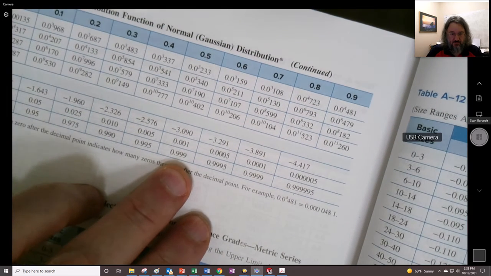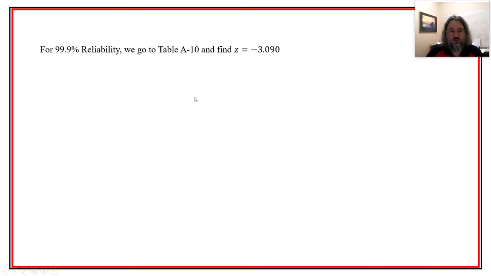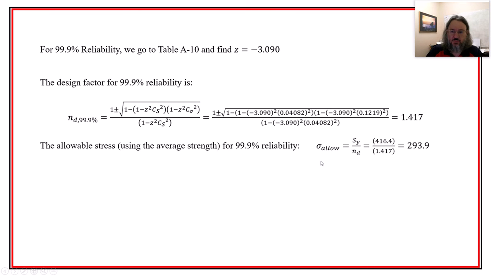Doing the same thing, but this time doing it for 99.9% reliability, which is this guy right here, and we get 3.090. So we can plug him in. The coefficient of variance is the same, right? It didn't change. So we find now to increase the reliability from 99% to 99.9%, we end up with a safety factor or design factor of 1.417. And I'm keeping more than 2 decimal places, because these are calculation numbers. They're not final answers.